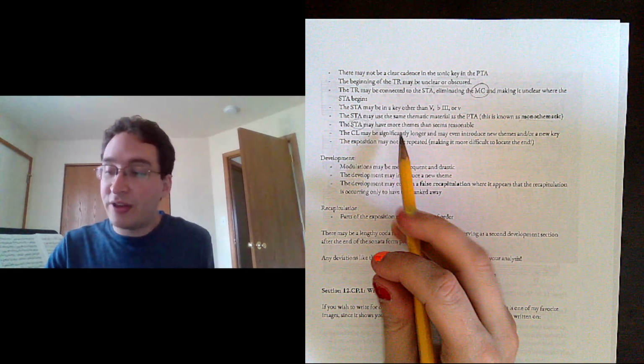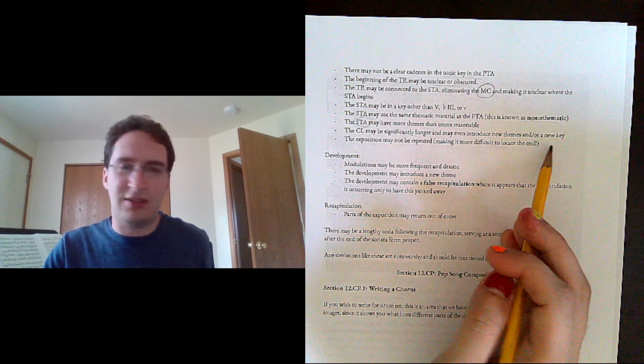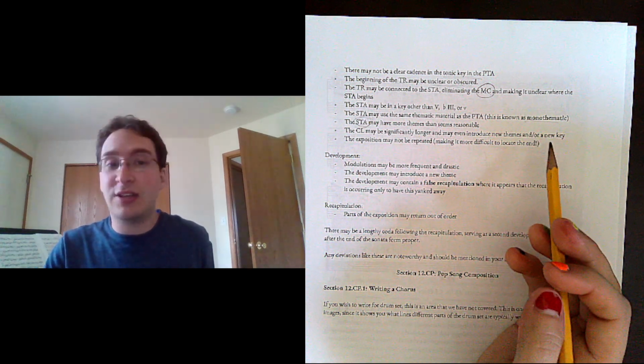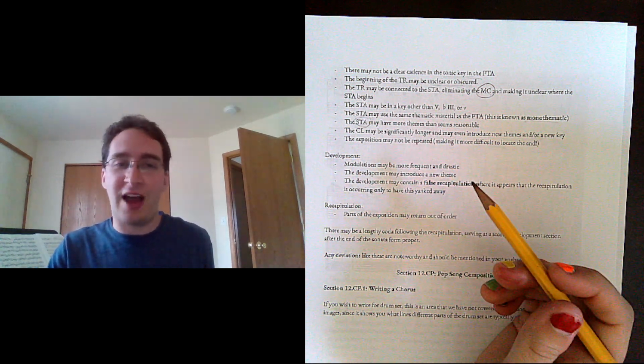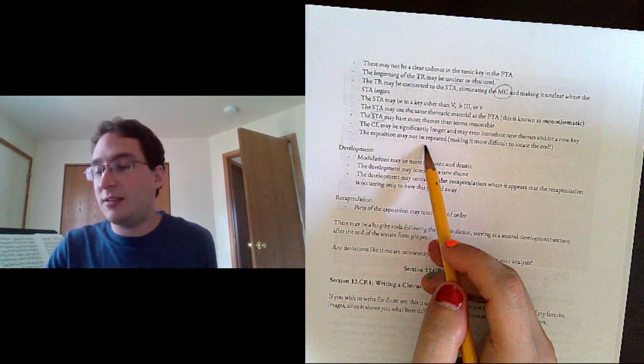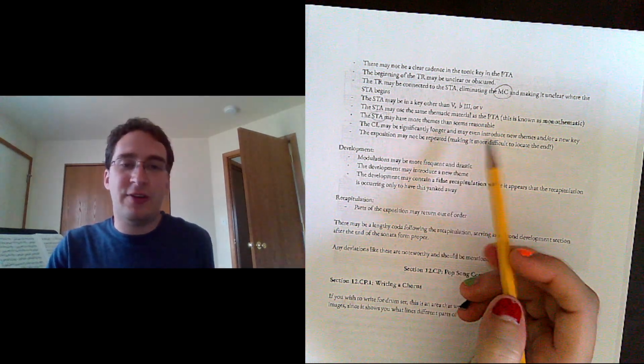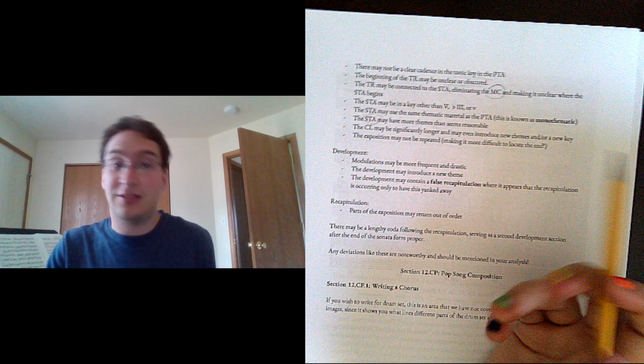The closing might be significantly longer than you expect. It might introduce new themes, even a new key. The closing material we saw was short and sweet. It was just 1, 5, 1, 5, 1, 5, 1, but it can be a lot more involved, and like we talked about, the exposition might not be repeated, making it more difficult to locate where the end of the exposition is.